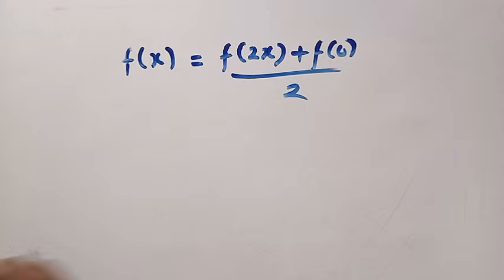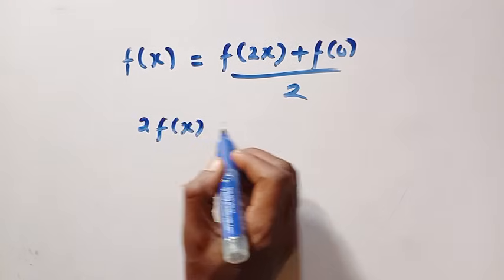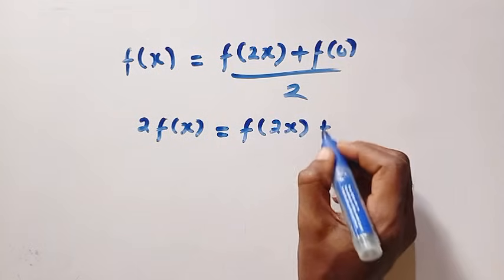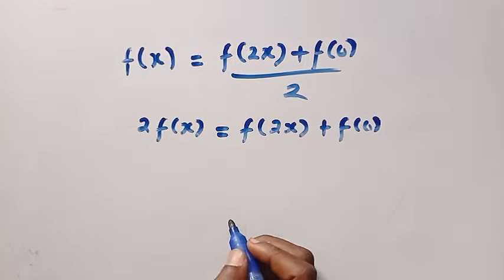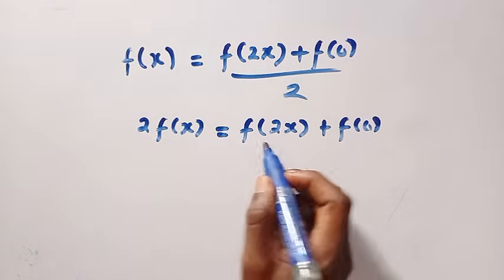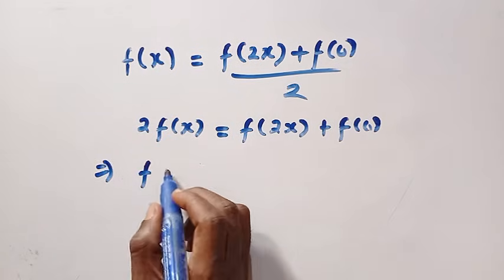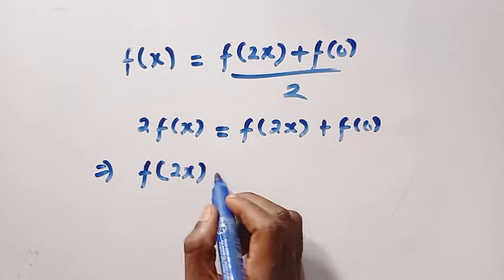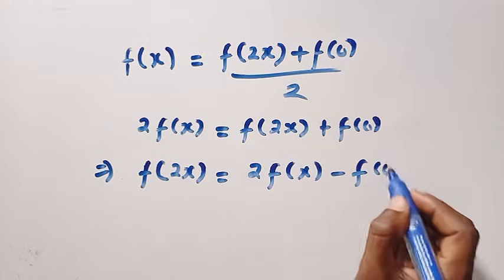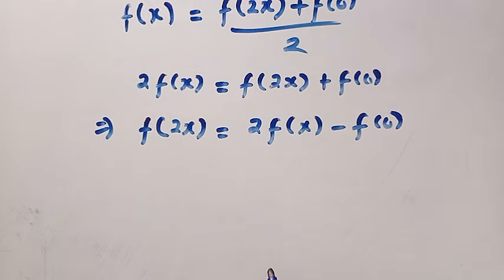If this is what we have, let's cross multiply. We have 2 multiplied by f of x equals f of 2x plus f of 0. By making f of 2x the subject of the formula, I transfer this f of 0 to this side. Hence, we have f of 2x equals 2f of x minus f of 0. Then I will stop here for now.